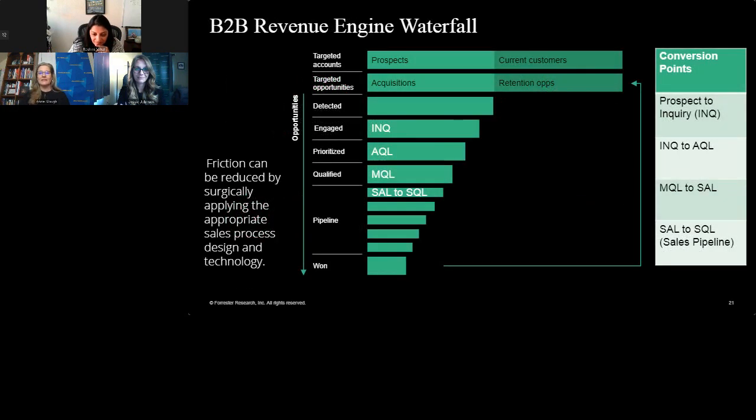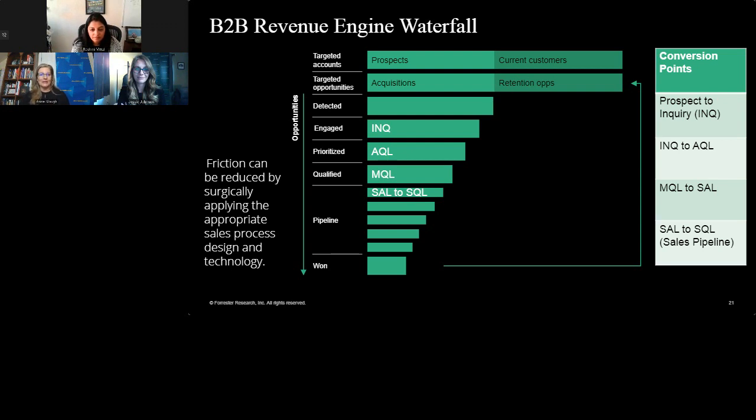So let's look at the B2B revenue engine waterfall. And this is our revised, updated version of the waterfall, the demand waterfall. This is now the B2B revenue engine waterfall that we introduced at Summit this year. And as we look at it, we see a tighter alignment between marketing and sales and a more clearly defined relationship between the two.